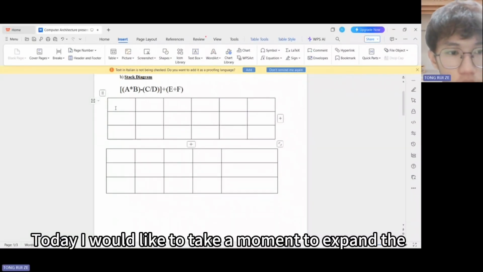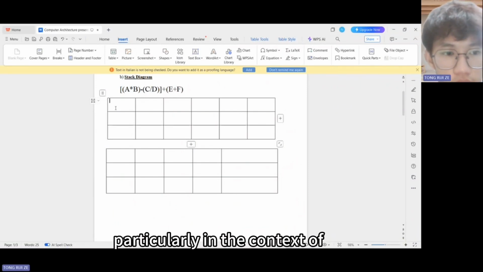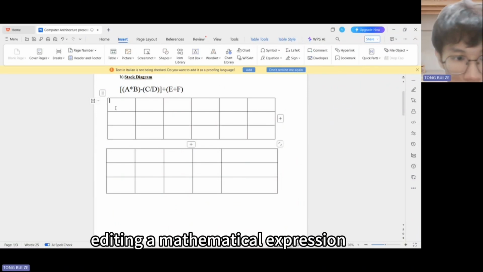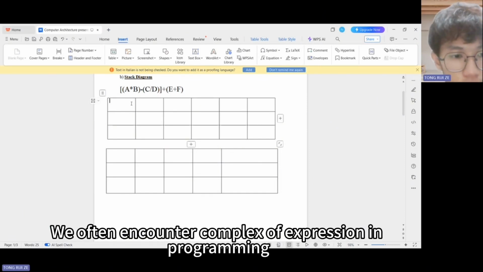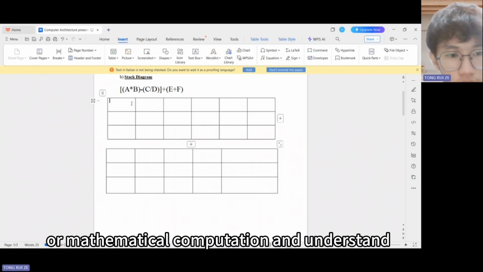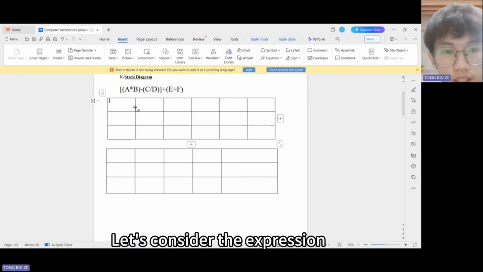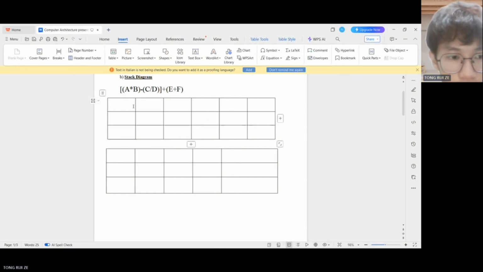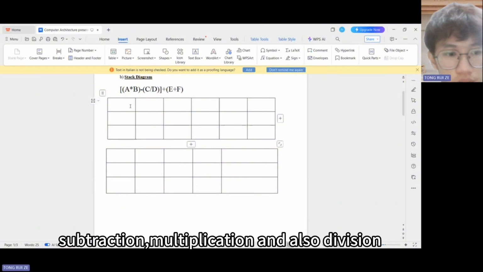Today I would like to take a moment to explain the implementation of a stack diagram, particularly in the context of evaluating a mathematical expression. We often encounter complex expressions in programming or mathematical computation, and understanding how these are processed step by step can be facilitated through a stack diagram. Let's consider the expression. This mathematical expression involves additions, subtraction, multiplication, and also division.